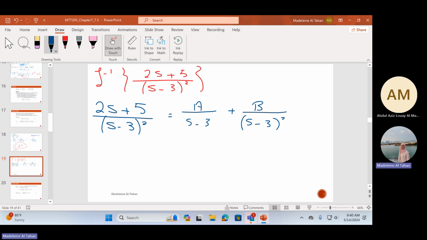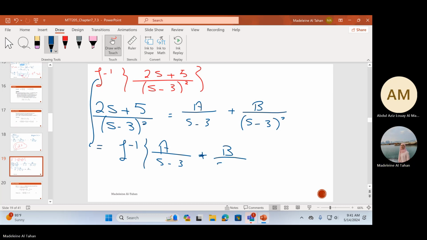Can we find A and B? Miss, again, when we have this one, we can find the answer in terms of A and B, and at the end we find A and B. It will be easier. So we can find the answer now in terms of A and B, and then we will find the values of A and B. So this one is that we will write A over s minus 3 plus B over s minus 3 squared.